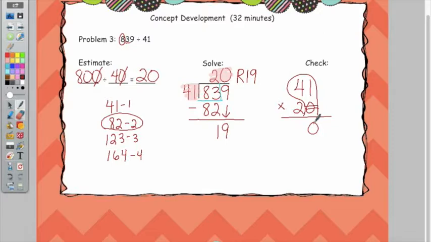Now I'm just going to 2 times 1, 4 times 2, and what am I adding? 19. My remainder. 139. Yep. Did it work out? Okay. We got our answer. Okay, so what was the estimate, kids? We're getting better at that, aren't we? Okay.